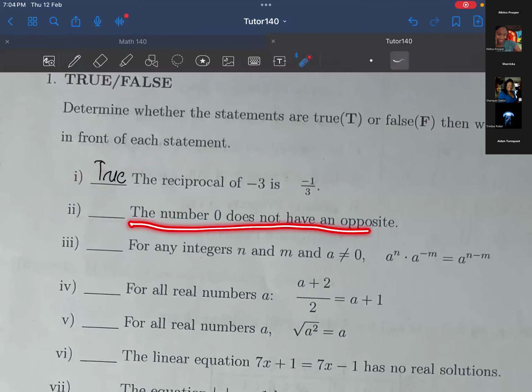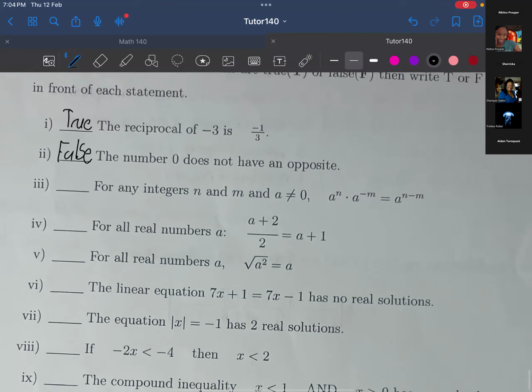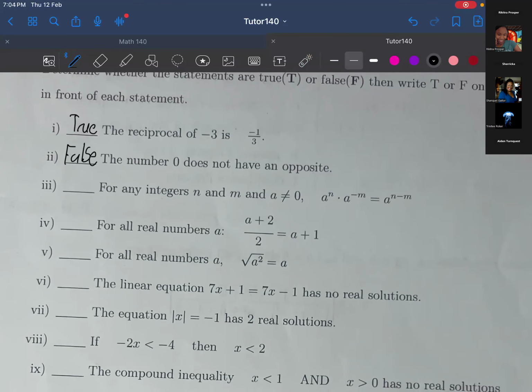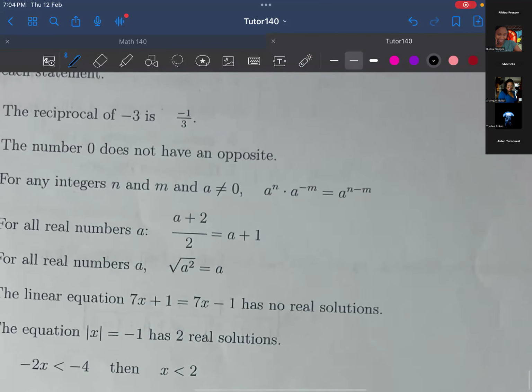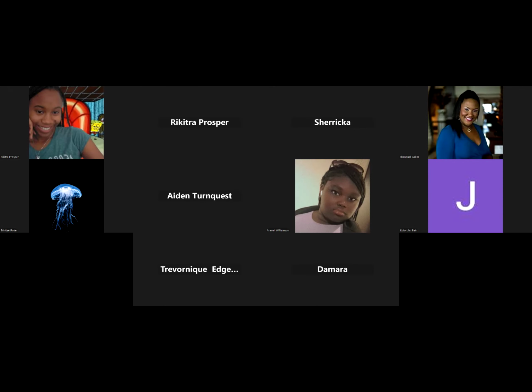The number 0 does not have an opposite. This is false. The opposite of 0 is 0. For any integers n and m, and a not equal to 0, a to the power of n times a to the power of -n is equal to a to the power of n minus n. This is true. This is a law of exponents.